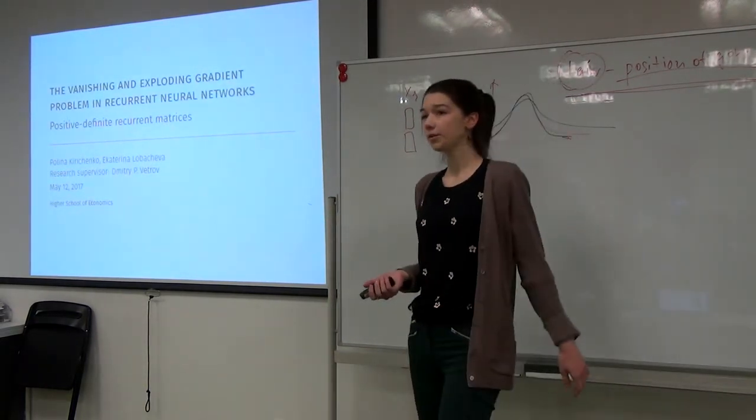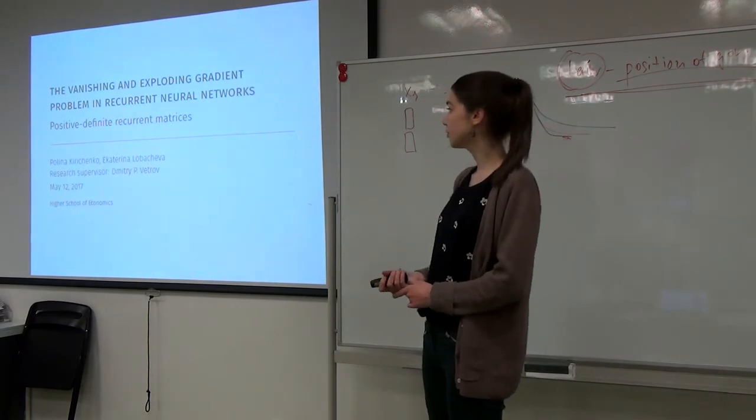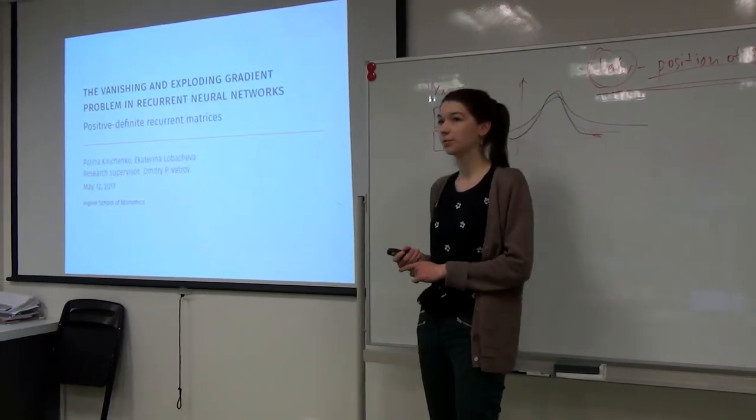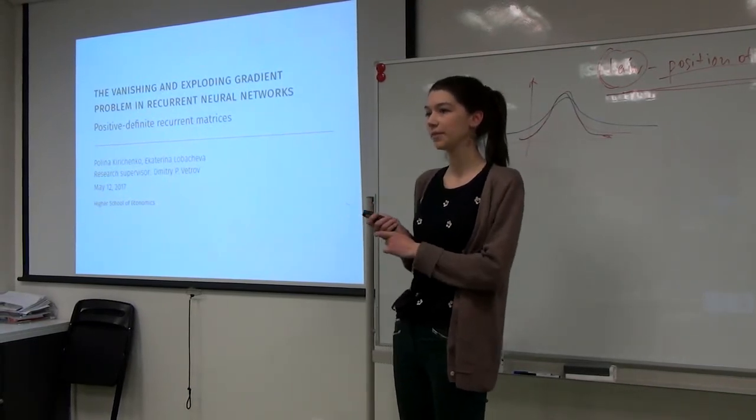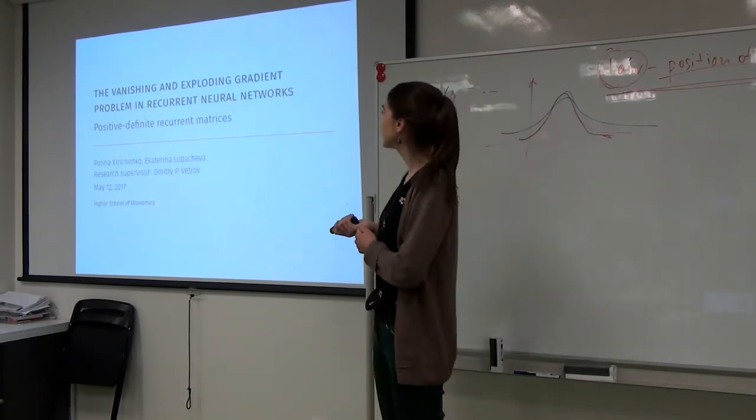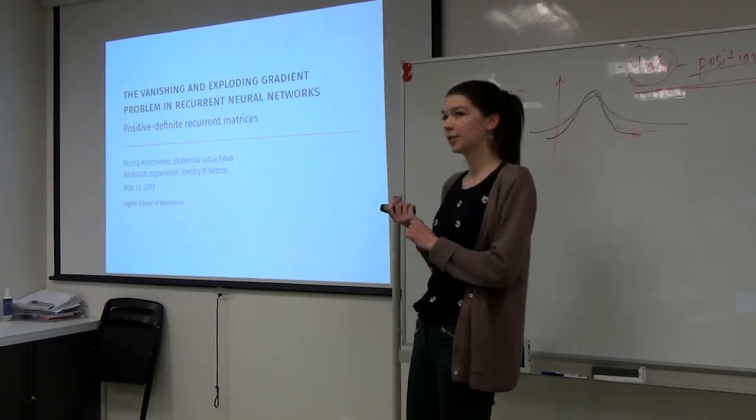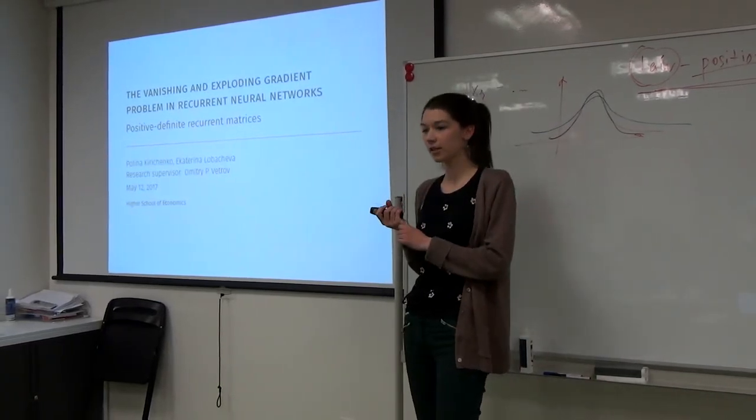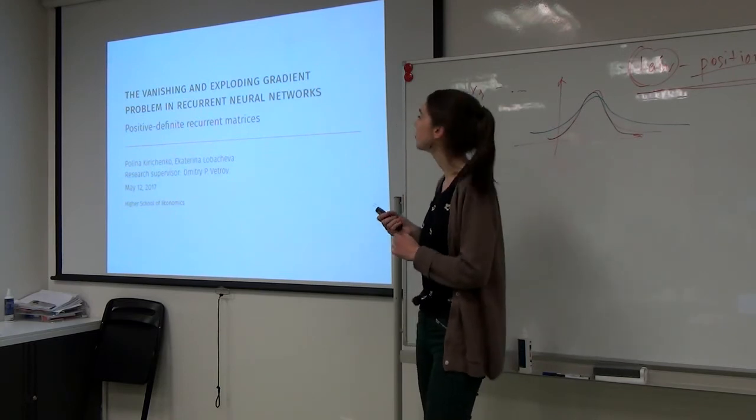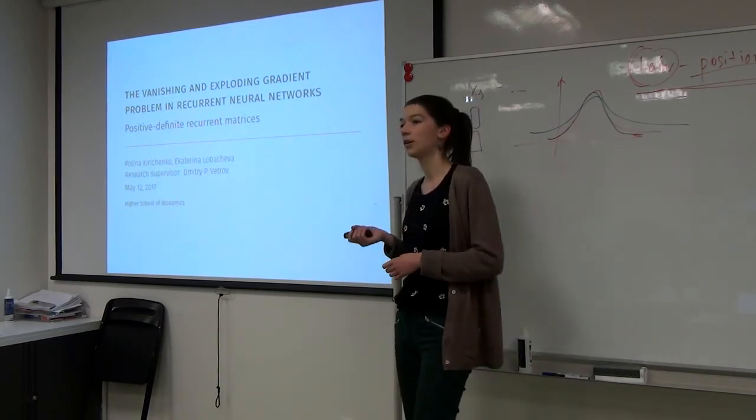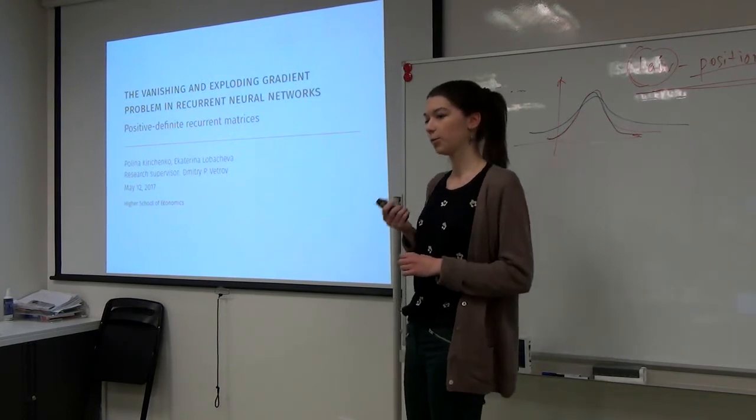Good evening, everyone. So I'm going to talk about the project we've been working on for the past few months with Ekaterina Lobachova. Its subject is the vanishing and exploding gradients in recurrent neural nets, and in particular the effect of the positive definiteness constraints on the recurrent weight matrices.